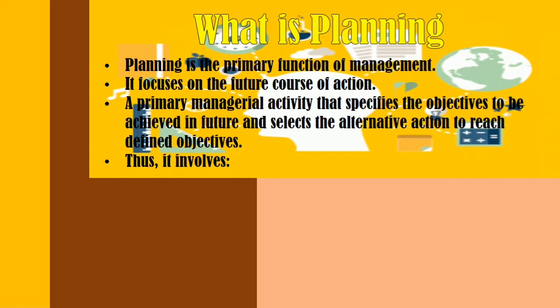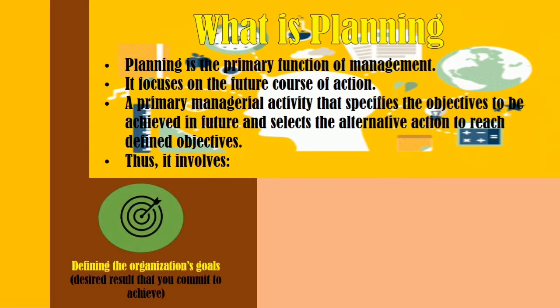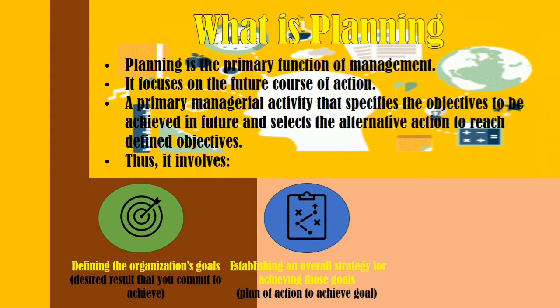So because of this, planning involves defining the organization's goals or the desired result that you want to achieve. This also involves establishing an overall strategy for achieving goals or the plan of action that you're going to use to achieve a goal. And third is, it involves developing plans for organizational work activities.